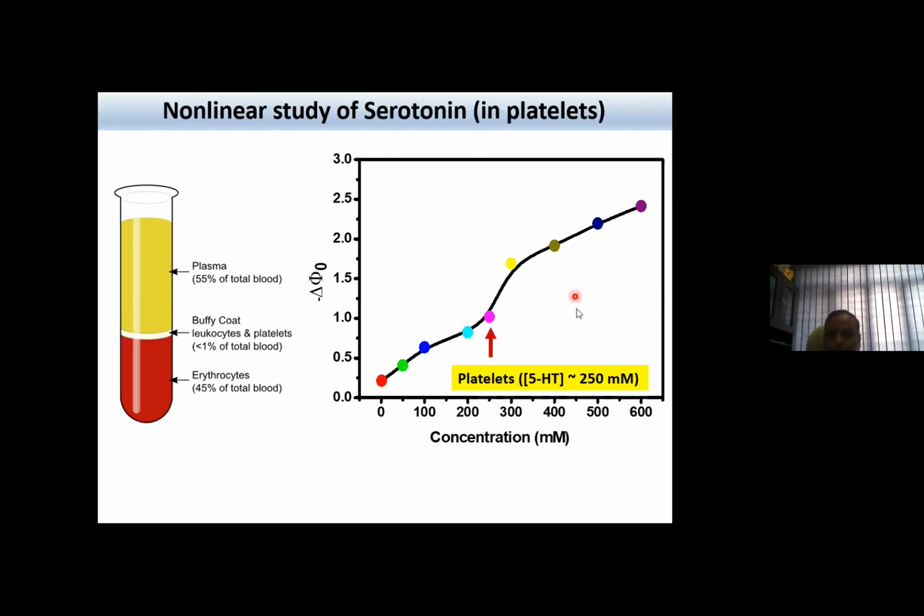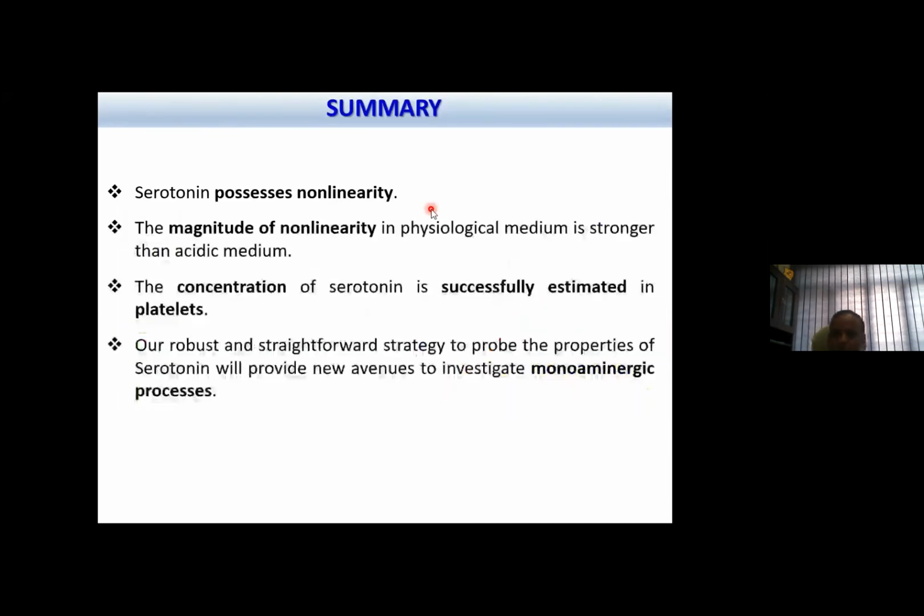So, though these are our preliminary results, more studies are going on to become more specific, to demonstrate and measure the concentration of serotonin in a platelet model. So, we just summarize this.